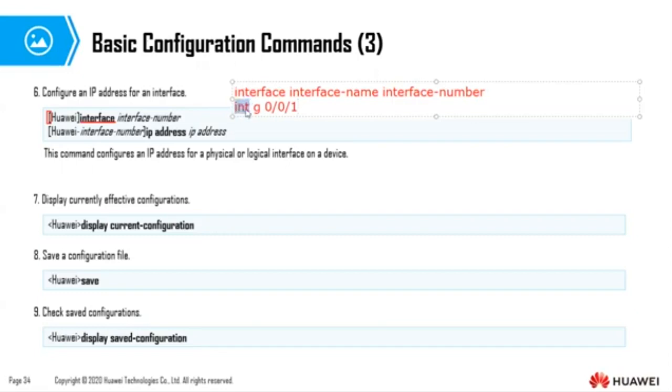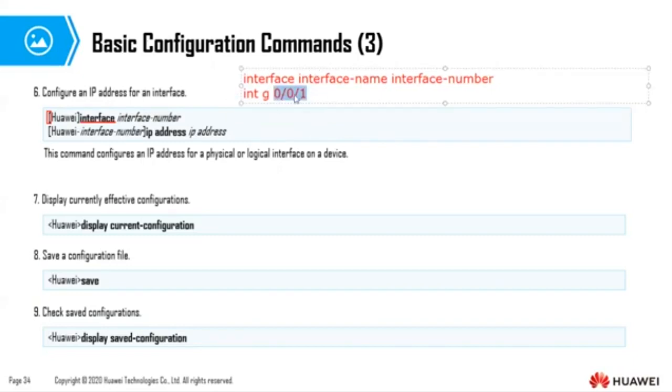So this is the keyword interface. Then G is the interface name, meaning it's gigabit Ethernet. Then the number of the interface, because my router has more than 1 gigabit interfaces, so I have to specify. I want to configure 0/0/1. So after that, I'll go into that particular interface view. And I can, for example, configure the IP address using the command IP space address. Then I'll have to enter two things here, the IP address and the mask. So after entering the IP address, I have to enter the mask.